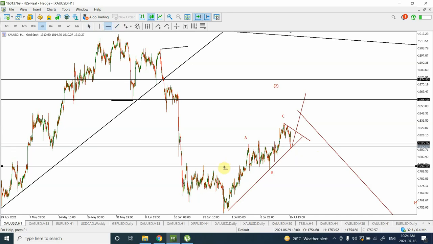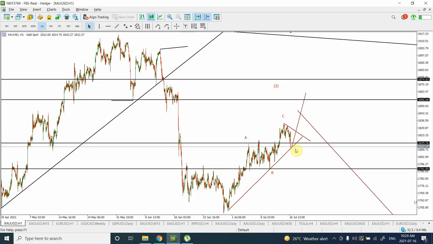For example, this one right over here. If prices fall below right over here and retest that area, that will be an indication that the correction was complete. It looks more likely that the horizontal support is going to hold even if the diagonal support does not hold. It looks more likely that the horizontal support will hold.